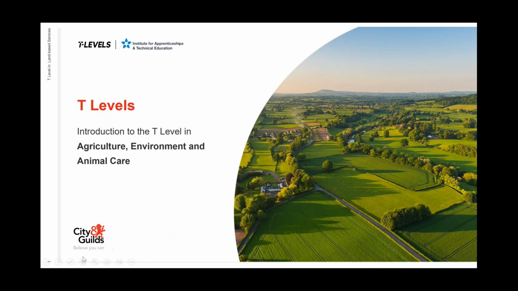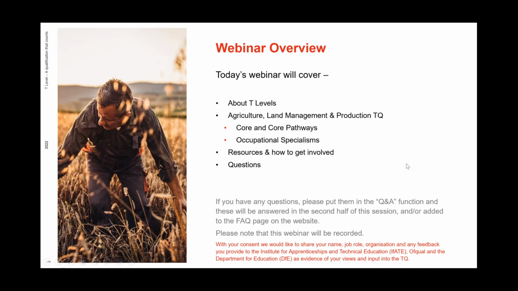So what we're going to talk about this afternoon is a little bit of background about the T-levels. If you're not already familiar with the structure of the T-levels, I will be going through that and the thinking behind the level 3 reforms. And then I'm going to talk a little bit about the structure of our qualification in agriculture, land management and production in particular. I'm going to talk about the core and core pathway structure, which is unique to the land T-level compared to other T-levels, an outline on the occupational specialisms and where we are currently in terms of the qualification development and validation, which, as you probably know, is still ongoing at the moment.